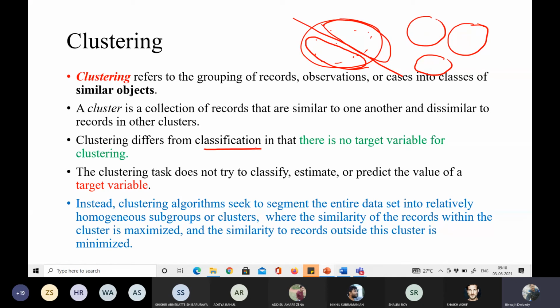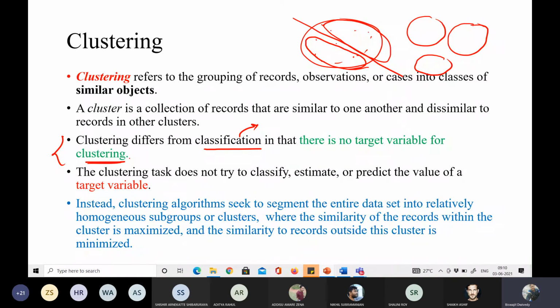But one thing: we often use a term with clustering, that is classification. Classification is one of the terms, or you can say literary terms, which we often use with clustering, but there are some differences. In classification there are some target variables, but in clustering there are no target variables. That is the most important thing you should understand, the basic difference between clustering and classification. Clustering differs from classification in that there is no target variable for clustering.